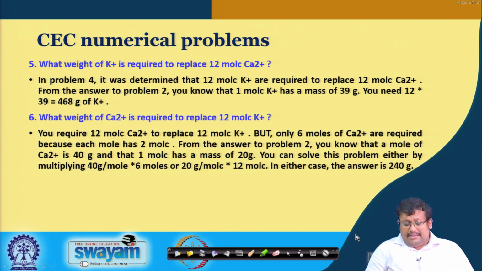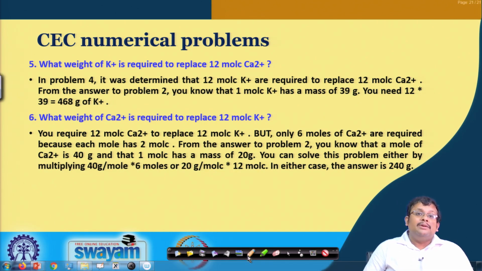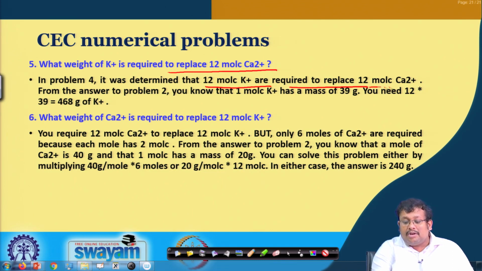Now, the fifth question is, what weight of potassium is required to replace 12 molar charge of calcium? In problem 4, the previous problem, it was determined that 12 molar charge of potassium is required to replace 12 molar charge of calcium. Now, from the answer in problem 2, the table where we calculated the mass of molar charge, we know that 1 molar charge of potassium has a mass of 39 grams.